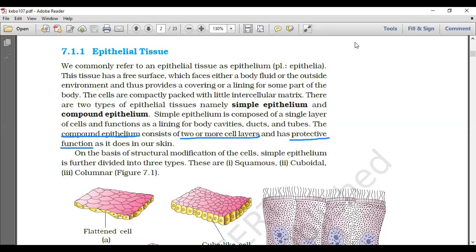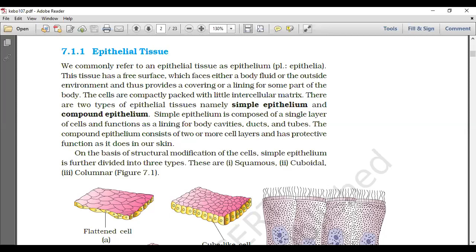Simple epithelium generally functions as a lining for body cavities, ducts, and tubes. Compound epithelium has a protective function, as it does in our skin. On the basis of structural modification of the cells, the simple epithelium is further divided into three types: squamous, cuboidal, and columnar. Simple squamous, simple cuboidal, and simple columnar.